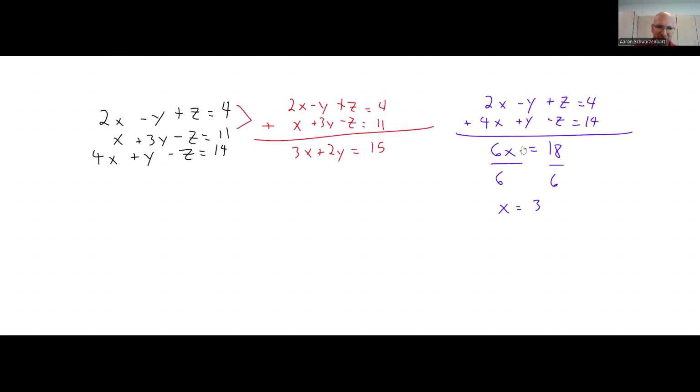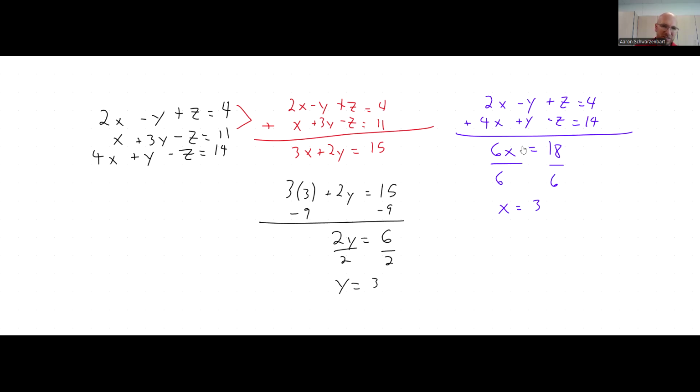I can now take this equation, plug in 3 for x, and solve for y. 3 times 3 is 9, so I'll subtract 9 from both sides. So yes, I did just do 3 times 3, and now I'm subtracting it. 2y equals 6. Divide by 2. y also happens to equal 3.